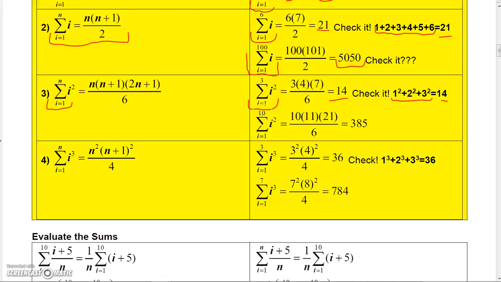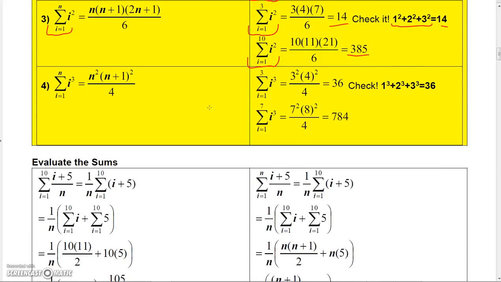Now, but again, if you wanted to do the sum of the squares of, say, the first 10 numbers, you might prefer to go ahead and use this formula. So that would be 10 times 11 times 21, since n is 10, divided by 6, which is 385. You could probably check that one without too much difficulty if you wanted to, but certainly not if I wanted to go up to 100. Alright, and then we have one for the sum of i cubed.